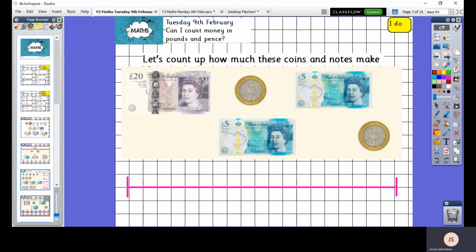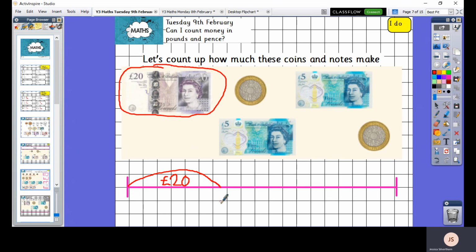Okay, so let's use a number line to help us count up these notes and these coins together. So I want to start with the largest value. And my largest value is this one, the £20 note. So I'm going to do a large jump and I'm going to draw my pound symbol because I'm looking at a £20 note, and I could put 20 in there. And I know that when I'm jumping from 0 to 20, I just have 20.